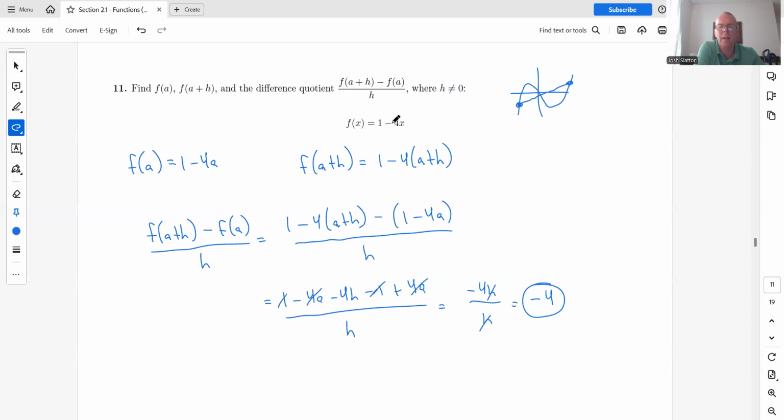And look at that. It is the slope of the linear function, and that's not a coincidence. So really, if you have a linear function, so y equals mx plus b, where x does not have an exponent, the difference quotient will be the slope, because that's what the difference quotient is finding. And if you think about this being a linear function, it would look something like that.